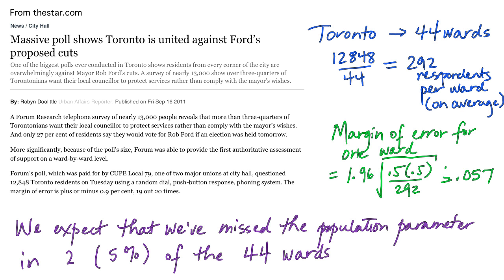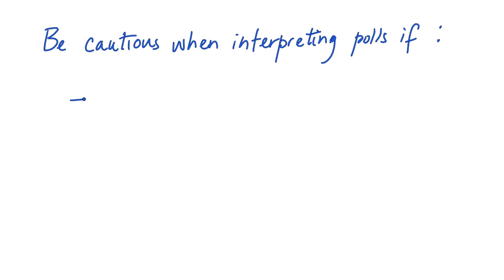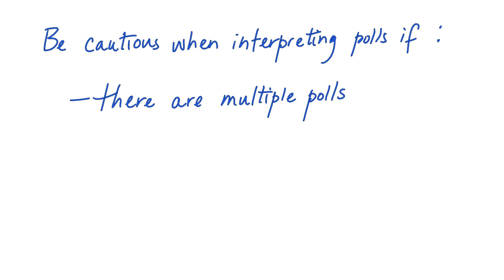This situation with confidence intervals for each of the 44 wards in Toronto illustrates a situation where we need to be cautious in interpreting polls. In any situation where we have multiple polls, a common example is the daily tracking of public opinion on a matter, and we have a 95% confidence interval for each poll, we expect then that 5% of the confidence intervals will miss what we're trying to estimate. That's not a problem. It's exactly what we expect from the randomness in the sampling process.